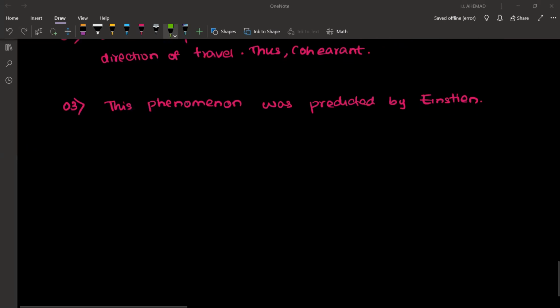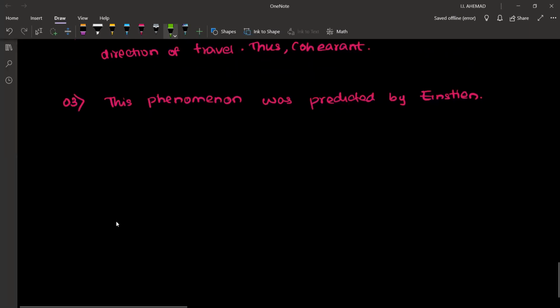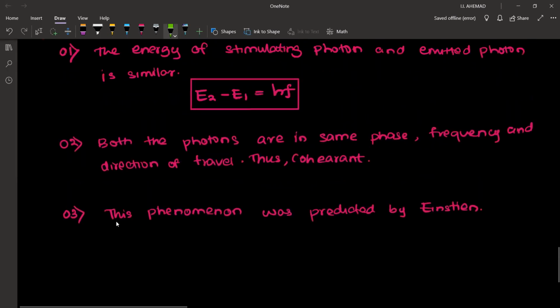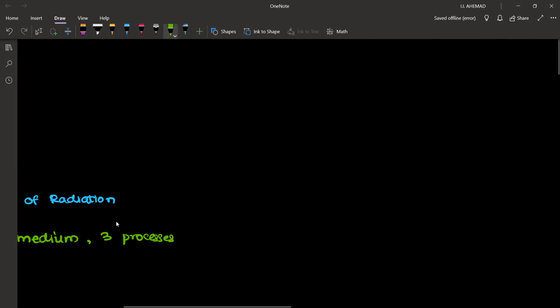So now we have understood the basic 3 processes that could occur when light interacts with a certain medium. So let's see how laser uses these 3 processes to amplify the light. Subtopic: laser action.